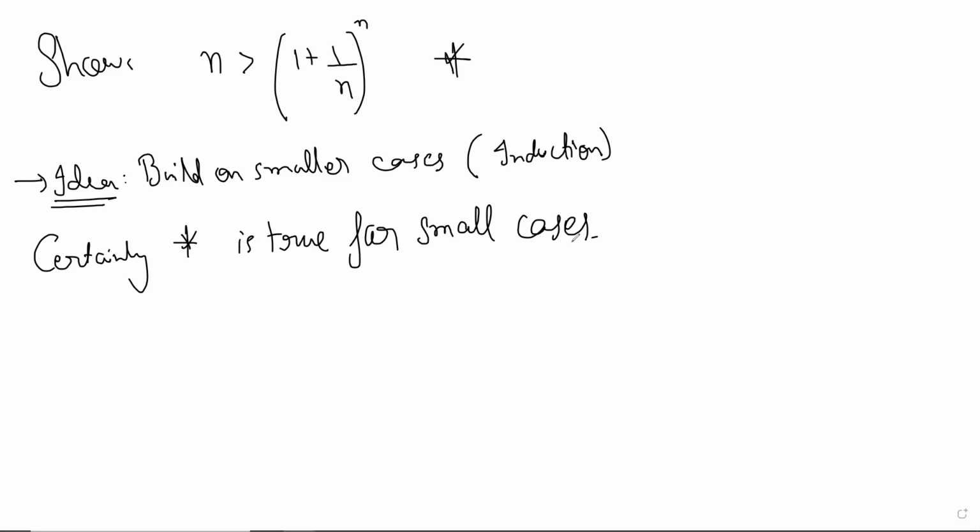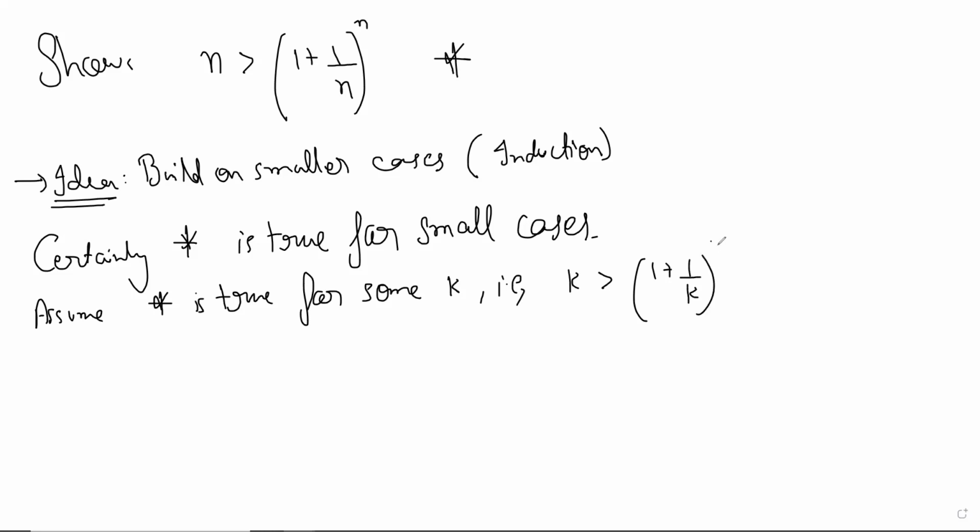Okay. What we will be doing is we will say, assume it is true for some k. Let's assume it. Assume that star is true for some k. That is, what does that mean? It just means I'm saying that k is bigger than 1 plus 1 by k to the power k. I introduced a new k just so that there is a different notation, so that there is no confusion.